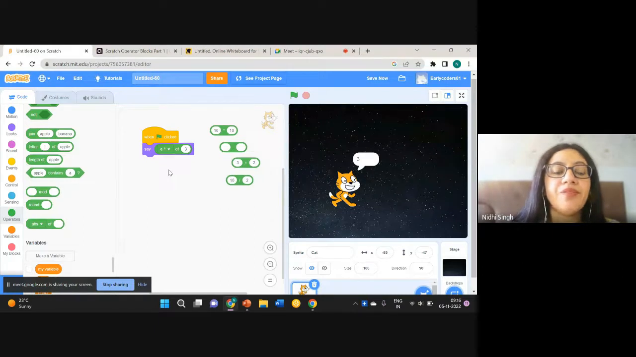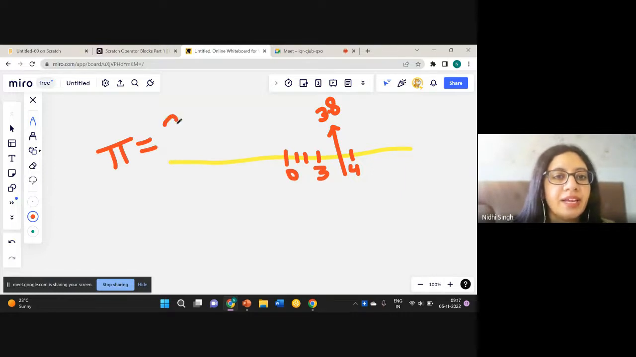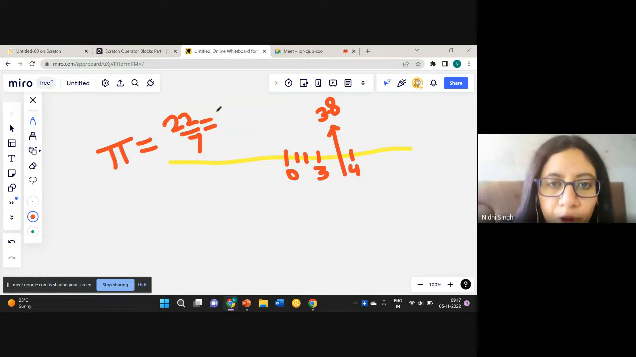In mathematics, we call this Euler's number. Have you heard about pi? You must have done pi in your mathematics subject. Pi has one fixed, constant value. You know the value of pi? In fraction, it is 22 by 7, and if you divide this, it goes infinite and approximately comes as 3.14.